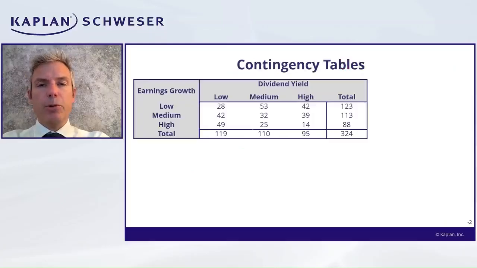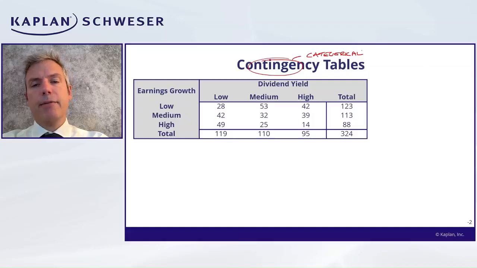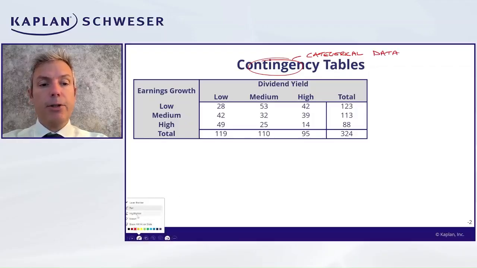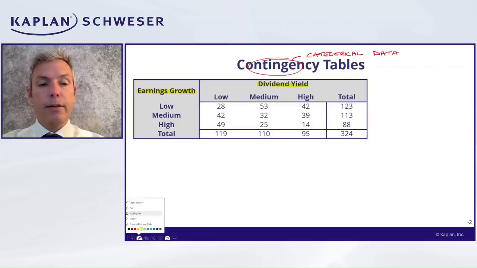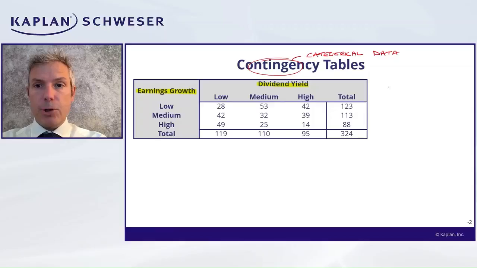Okay, the final topic in this module is contingency tables. Contingency tables are a very practical, straightforward tool used by statisticians when we've got categorical data. Categorical data is where you count the number of times you observe a certain category. We'll look at this through an example. What you're doing is you're looking for a relationship between two features. For example, dividend yield being low, medium or high versus earnings growth being low, medium or high. You're looking for a relationship between those two features.